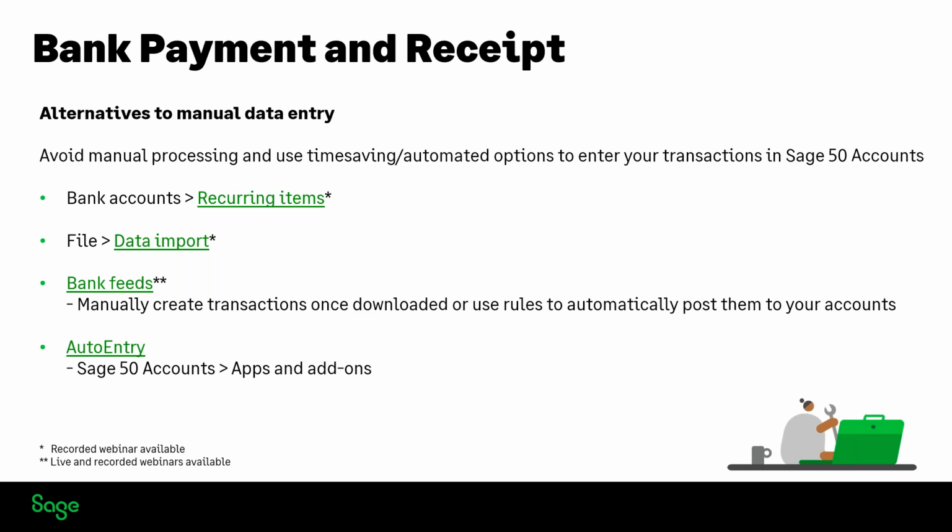So bank feeds can be a good time saver. You can set up to 300 rules. So quite a bit of scope there to save you a little bit of time here and there. So you avoid that sort of manual data entry.